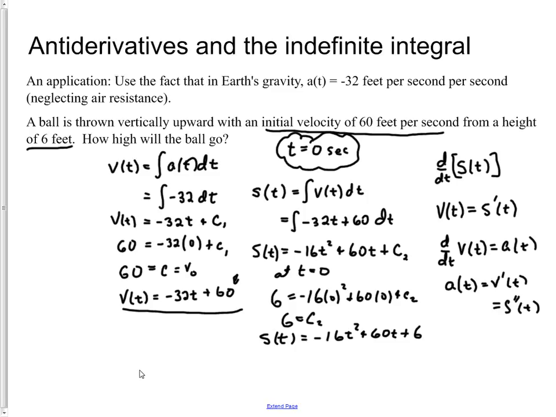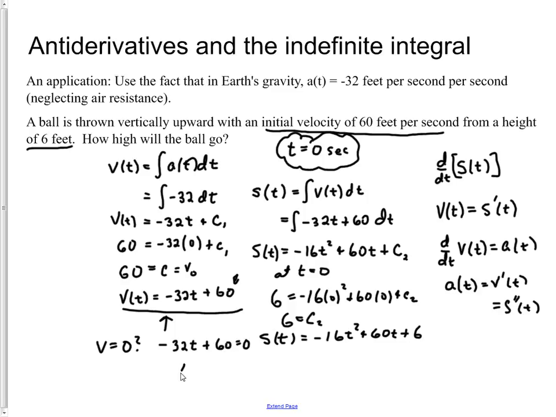All right, but then we're asked, how high will the ball go? Well, we know that if we initially throw that ball upward, it's going to reach a point where we stop going upward and start going downward, and that only happens at a point where the velocity is equal to 0. So we ask, where does v equal 0? We're going to set our velocity equation, negative 32t plus 60, equal to 0 to find that.